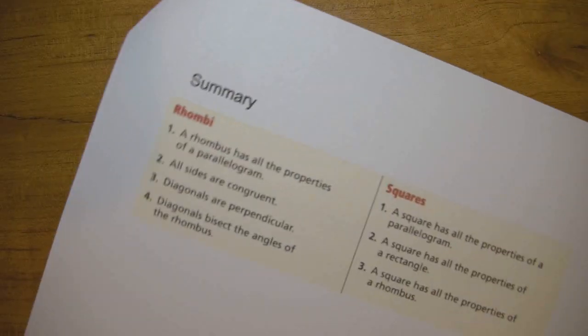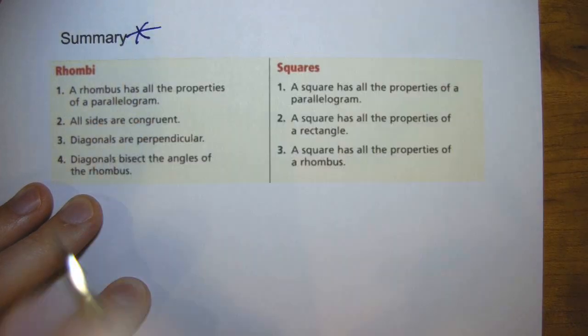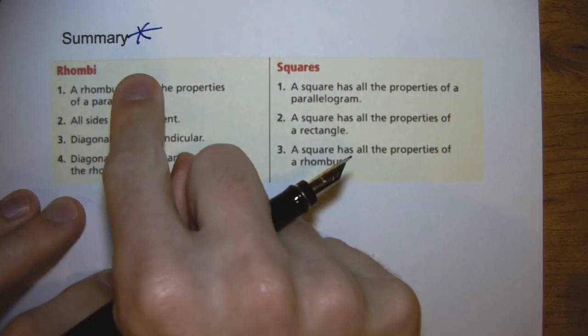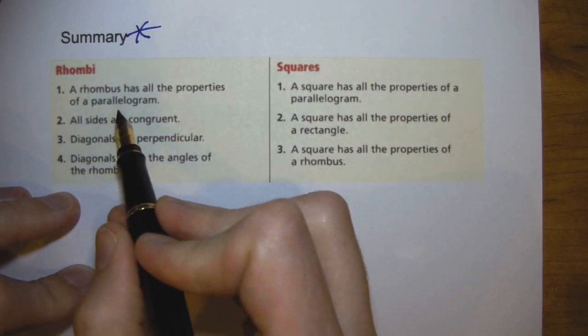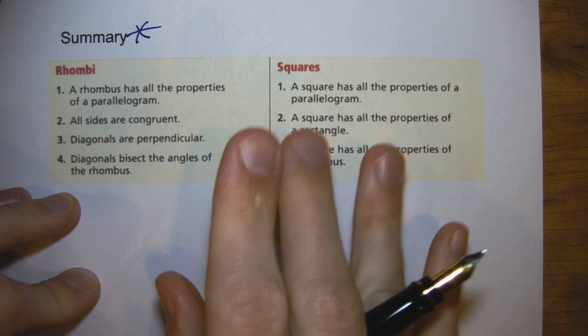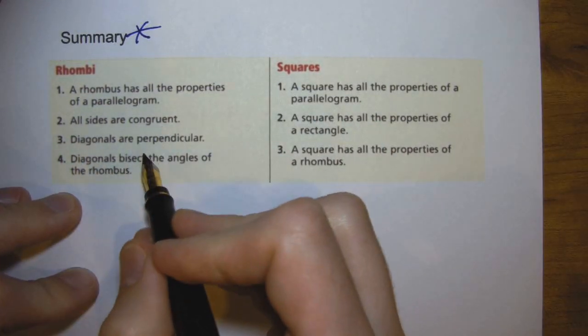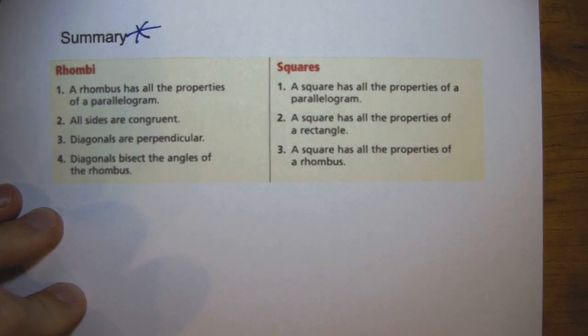On we go. To summarize, this is a good one. Definitely look over this, try to commit it to memory. Things we know about rhombi: a rhombus has all the properties of a parallelogram, so anything we've learned about parallelograms applies. All sides are congruent, diagonals are perpendicular, diagonals bisect the angles of the rhombus.